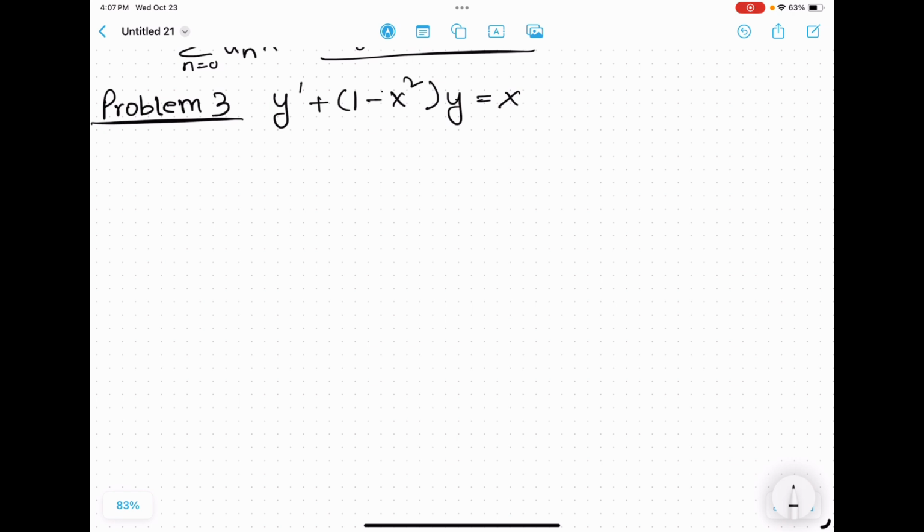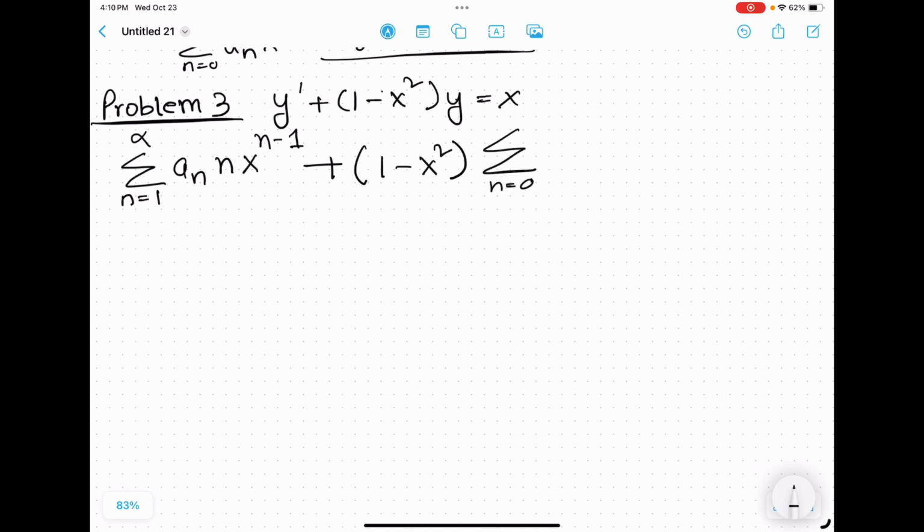And in our question, it says that we'll generate a few terms for that too. Okay, so let's now substitute our power series expression into our differential equation. So our y prime is summation from n equal to 1 to infinity a sub n times x to the power n minus 1. And then I have a plus, then I have 1 minus x squared times our y, which is summation n equal to 0 to infinity a sub n x to the power n equals x.